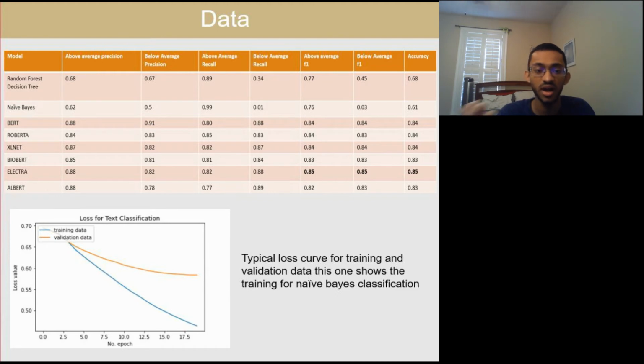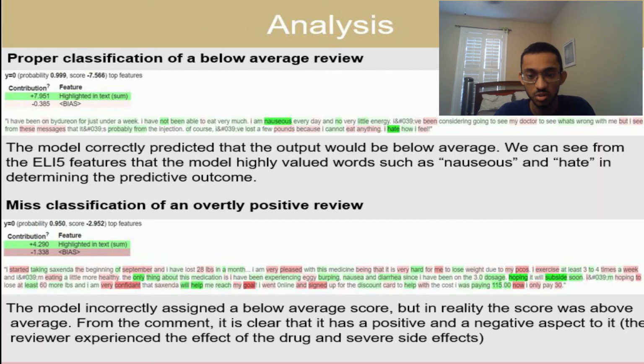And on here, I have some predicted results of the models. As you can see, the first one is a proper classification, in which the model correctly assigned a below average result. As you can see, there's nothing positive about this review. However, the next review is an example of an overtly positive review. The model predicted that it was a negative review, but in reality, it had a score which was classified as above average. Thus, it was misclassified by the model.